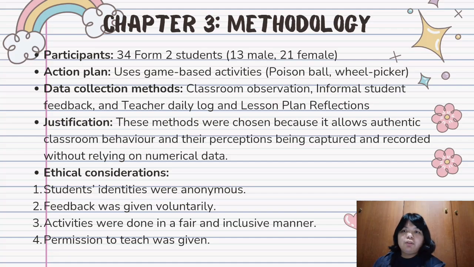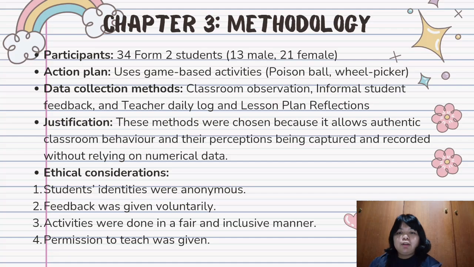So the participants consisted of 34 Form 2 students, 13 male and 21 female, and the action plan uses game-based activities such as poison ball, wheel picker, group presentations, or group discussions. So the data collection methods are classroom observation, informal student feedback, and teacher daily log and lesson plan reflections. So the justification behind these data collection methods is that these methods were chosen because they allow authentic classroom behavior and their perceptions to be captured and recorded without relying on numerical data.